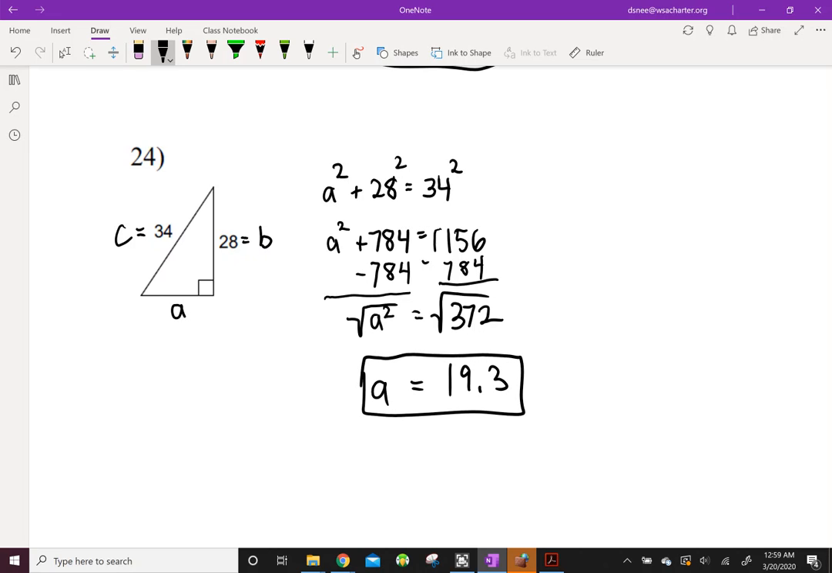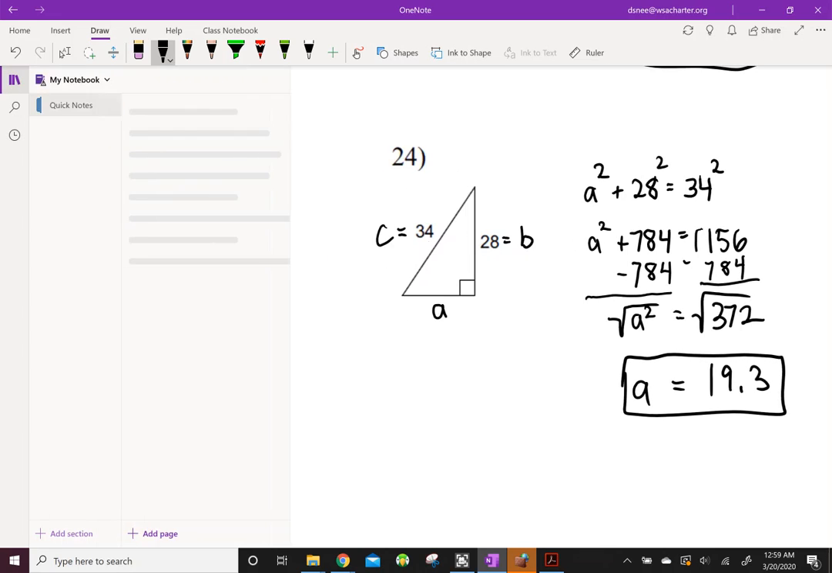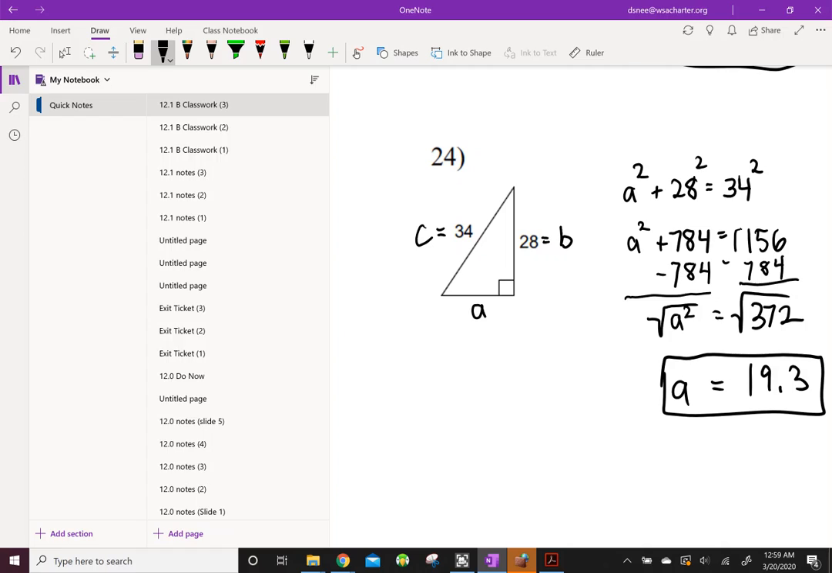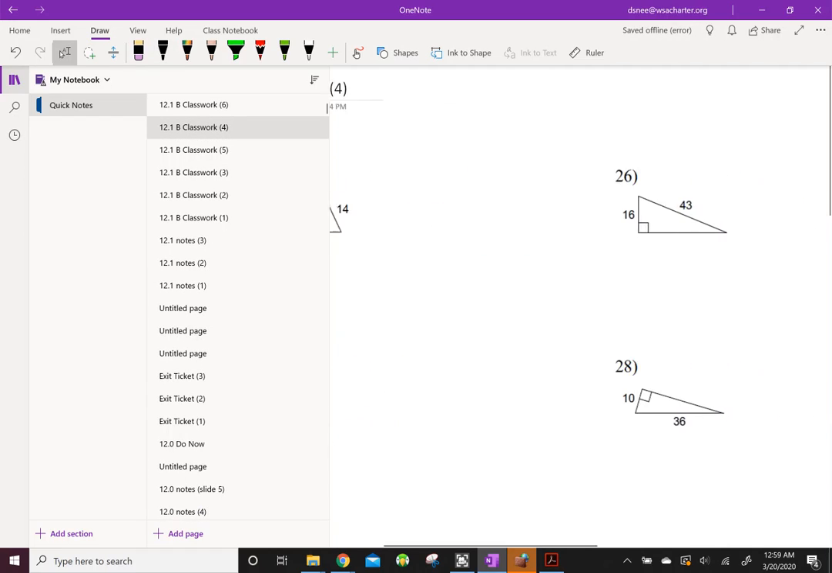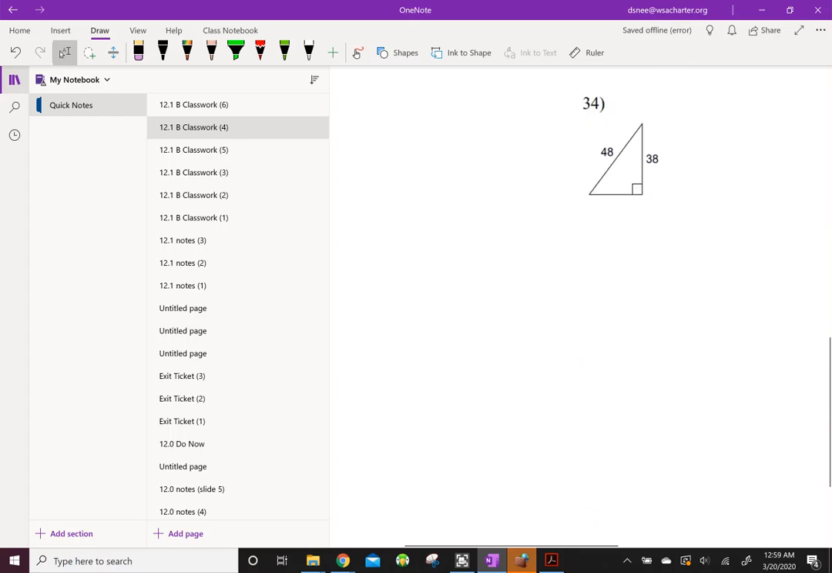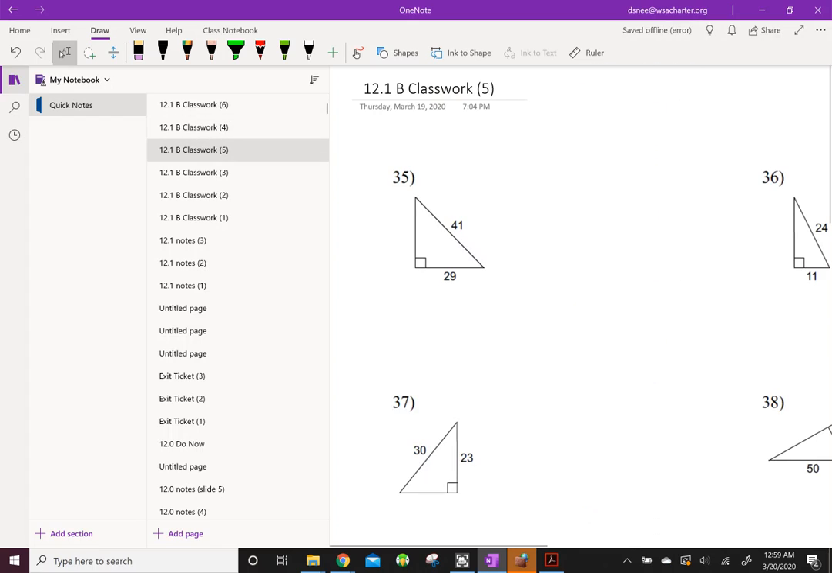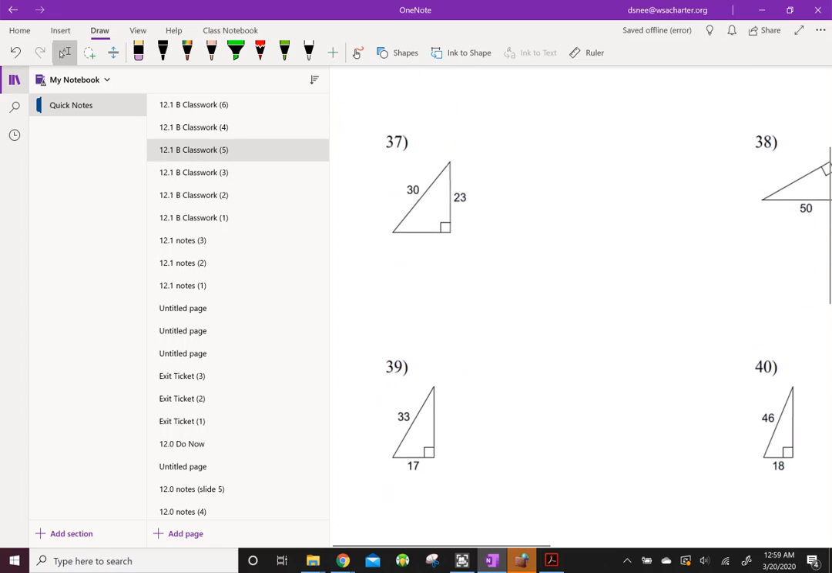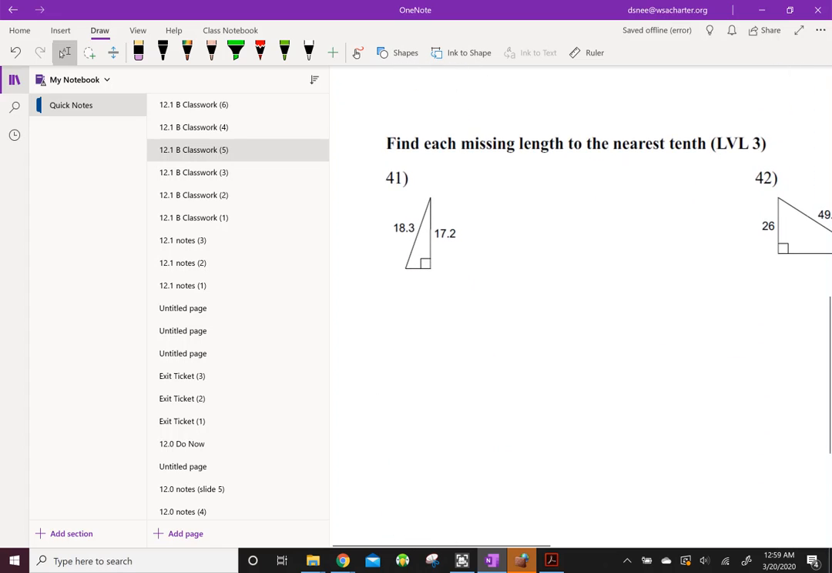And I'm going to go on to the next page. You guys are going to pause your video and keep working until you finish that up. I'm going to go to number 4 here.